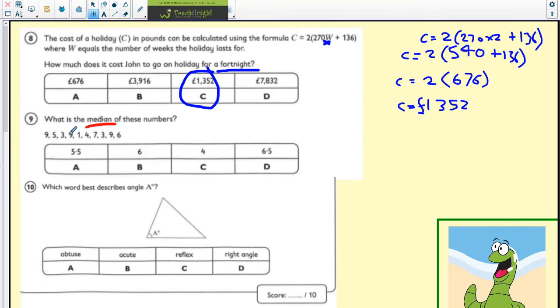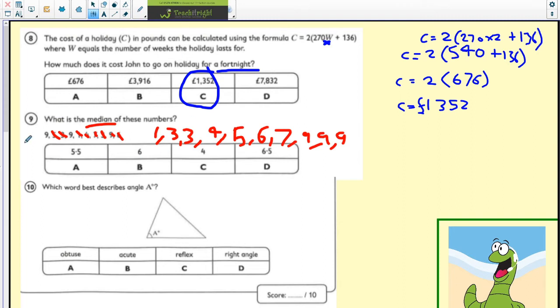The median is the middle, but only when they're in order. So the first thing is to put them in order. 1, 3, 3, 4, 5, 6, 7, and then that's 1, 2, 3 nines. Let's check. There were 1, 2, 3, 4, 5, 6, 7, 8, 9, 10. Always worth checking that you've got the same number as you started with.